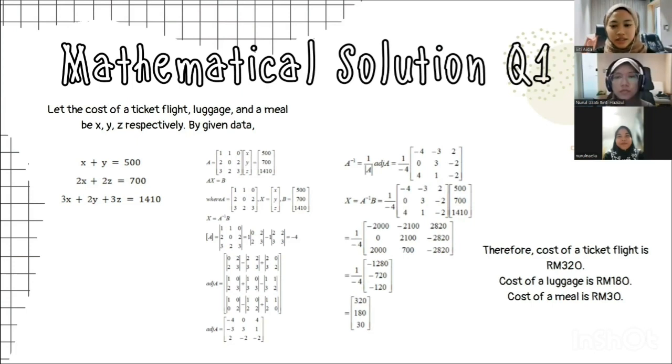-2,100, -2,820, 0, 2,100, -2,820. For coefficient C it is 2,700 and -2,820. So all the adjoint must be multiplied. Therefore, the cost of the flight ticket is 320, the cost of the luggage is 180 and the cost of a meal is 30. So I will pass to Nazifa for problem question number 2.